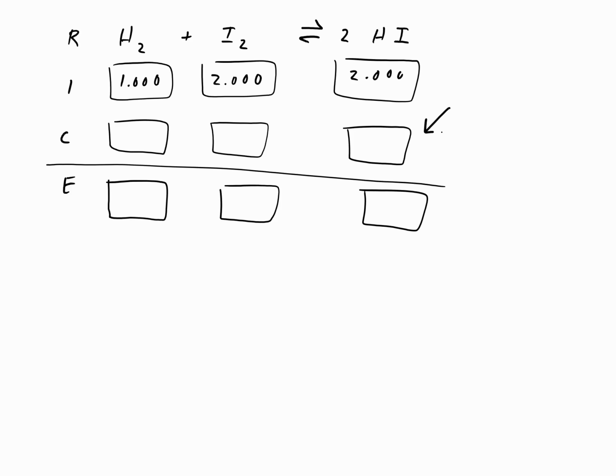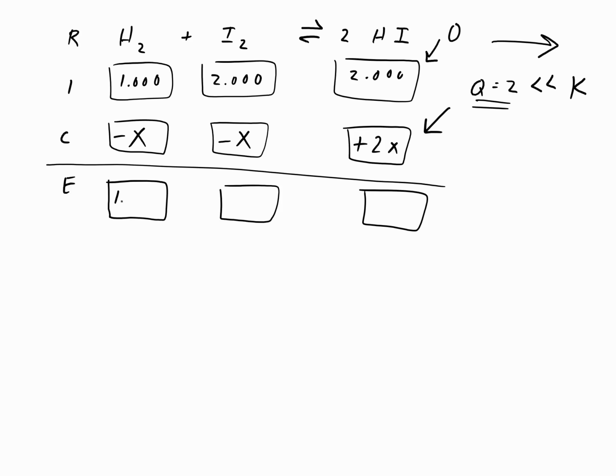We just figured out that Q was 2, which is way less than K. So that means it must go that way. So this is plus 2x. If you compare this to the previous problem, initially that was 0, so you knew automatically it had to go to the right. This one, we're not so sure, so you have to figure out what Q is first. So these go down over time, and this goes up over time. That's how you knew to subtract and add on the C line.